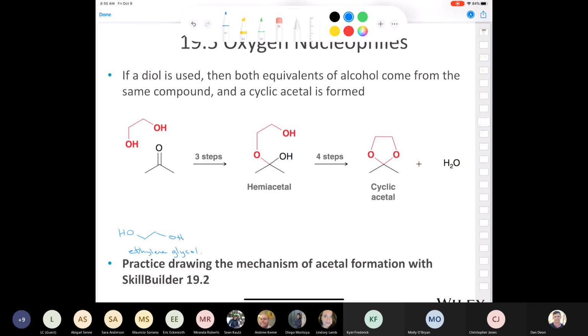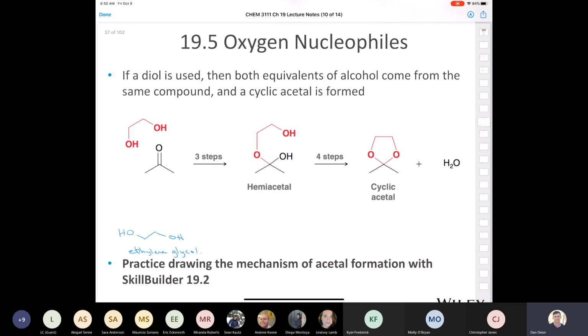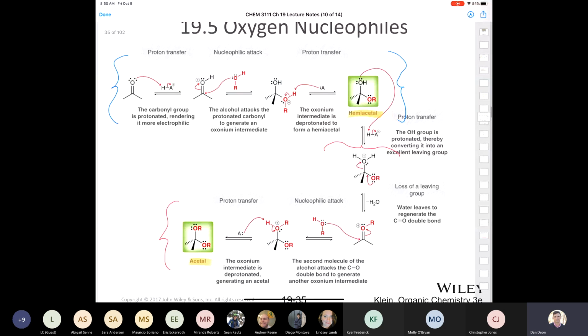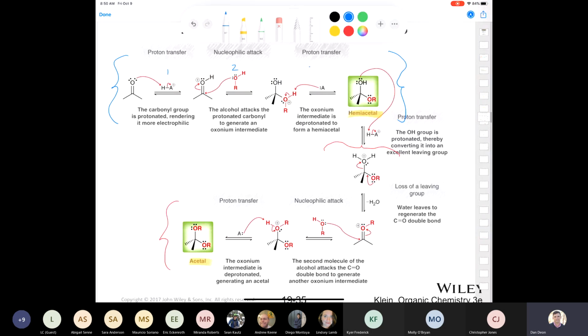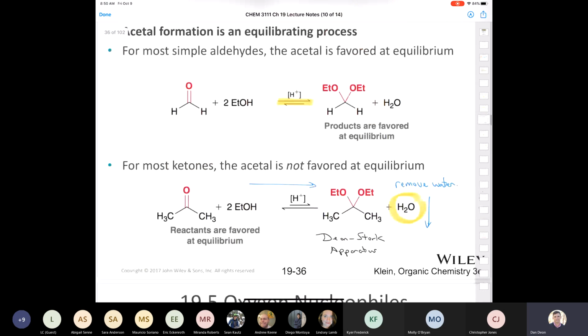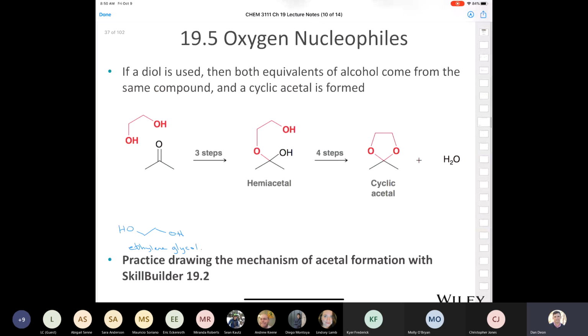It's a diol. If I did the same reaction mechanism, which is 3 steps followed by 4 steps, and if you don't believe me, if we back all the way up here, you can see that we have 1, 2, 3 steps to form the hemiacetal, followed by 1, 2, 3, 4 steps to form the acetal. So that's what it means by the 3 steps and the 4 steps. You can make what's called a cyclic acetal. Now, cyclic acetals are actually exceedingly useful in organic chemistry. Very, very useful. Let me show you why.